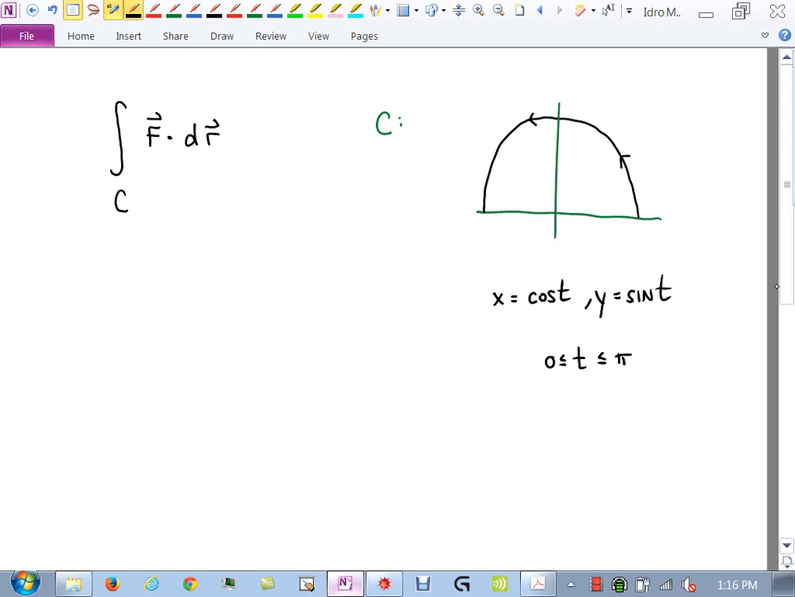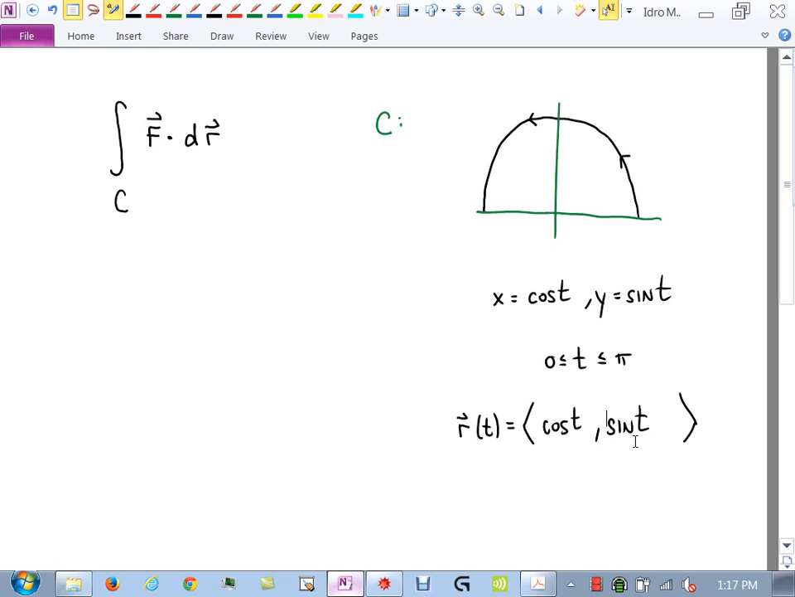Well, in order to do this problem, I need r, don't I? I need a vector function, not x equals and y equals. So what I'm going to do now is convert this into a vector function. And there's no work that has to be done. I'm just going to write it like this instead: cosine t, sine t, like that. That draws the same thing, doesn't it? Okay.